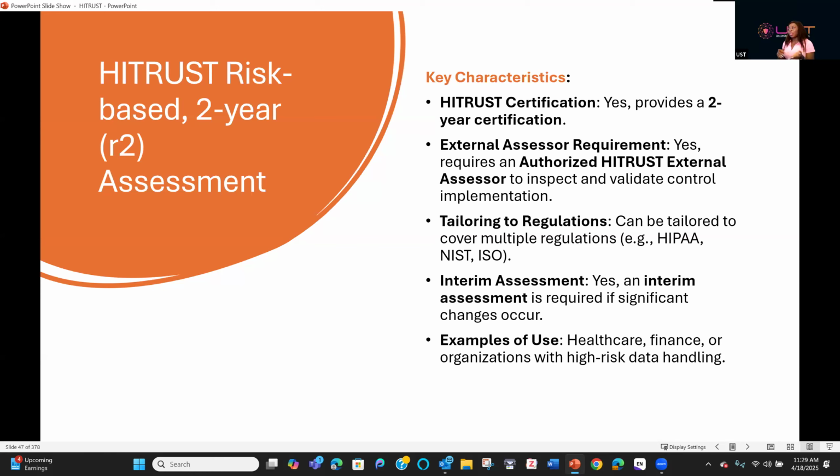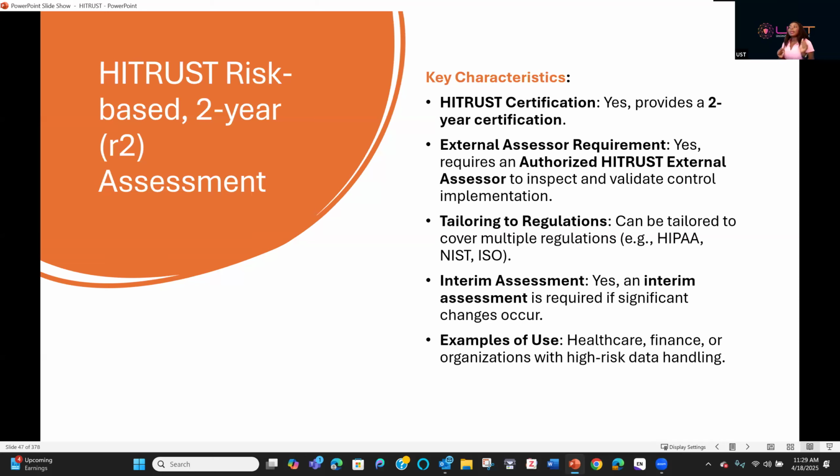And then tailoring to regulation. You see, it can be tailored to cover multiple regulations. And that's why it doesn't matter what you do. It can be tailored to cover multiple regulations like HIPAA, like NIST, like ISO. And that's why I said security controls remain security controls.